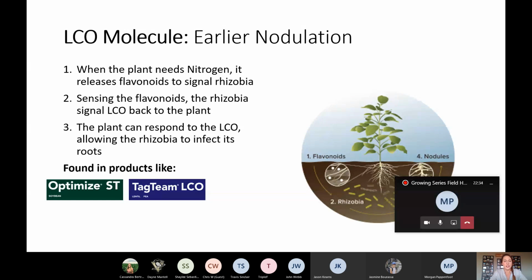So what they do is put this into inoculants so that you can have earlier nodulation. You don't need to wait for that process to happen. It's already telling the plant, hey, get ready for me, here I am. And so you'll see that in products like Optimize or Tag Team LCO. So that's what the LCO molecule is. Any questions on that?